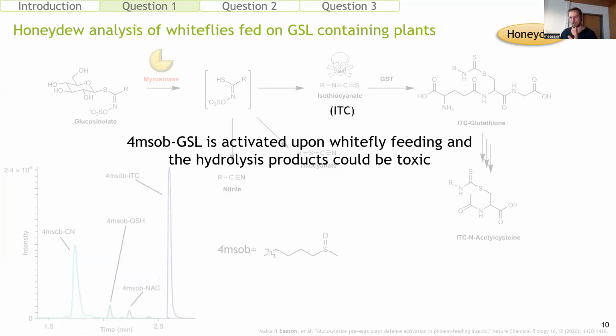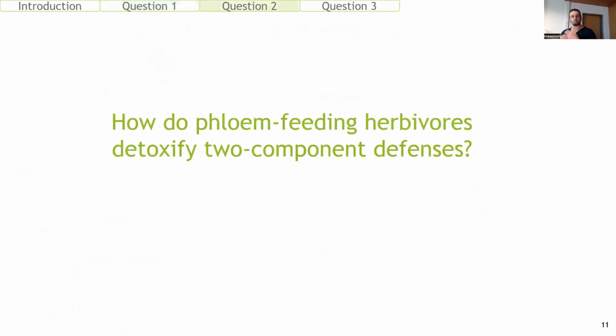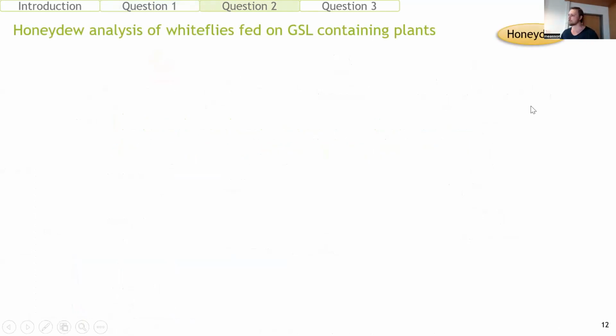Okay, so since we have a possible defense compound, what are the methods that these insects use to detoxify them? I already talked about one being the mercapturic acid pathway, but that's after activation. What other methods are there to detoxify? Previously in the literature, it has been shown that glucosinolates could be desulfated, which means that the activating enzyme can no longer activate them. But nevertheless, we wanted to look deeper into the honeydew and see if we could find anything else. When we did, in an untargeted approach, we saw, importantly, intact 4-MSOB being excreted.